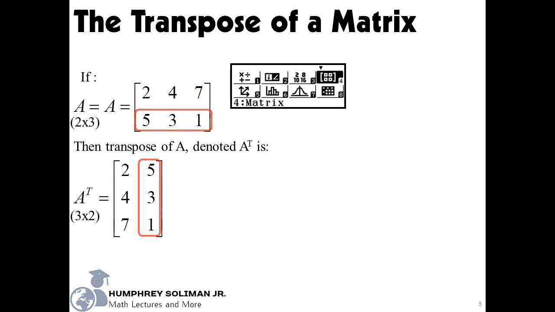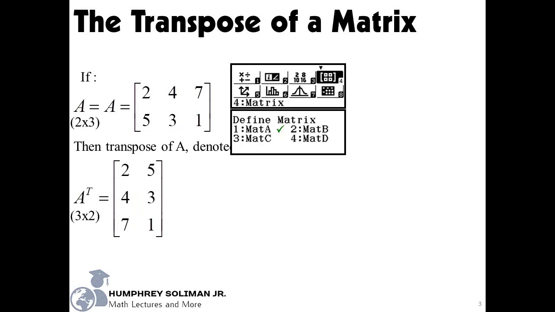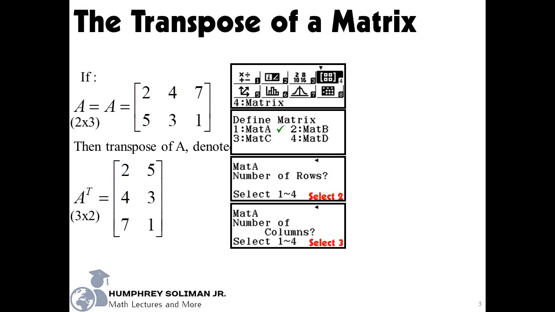And, using the Casio Classwiz calculator, in matrix mode, define a matrix. Select option 1, matrix A. Select the number of rows, select 2. Select the number of columns, select 3. Then, input the elements carefully.